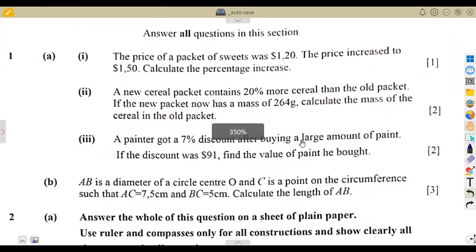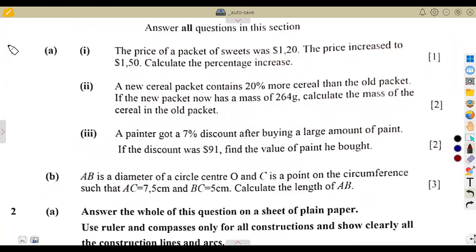All right, so this is section A. Answer all questions in this section. Number 1A, item 1. The price of a packet of sweets was $1.20. And we are given the price increased. Before that, it was this price, meaning to say that is the original price. Initially, we had this price. Before anything happened, it was at this price. So this is our original price. Then the price now increased to $1.50.